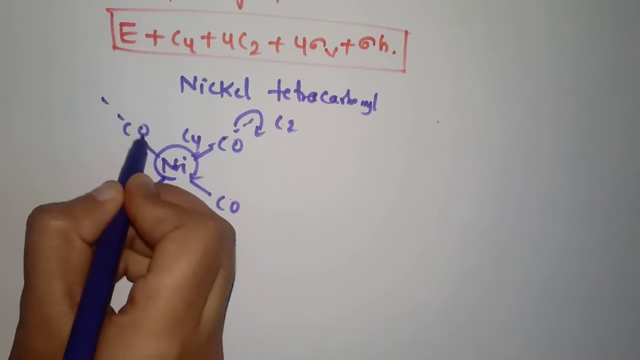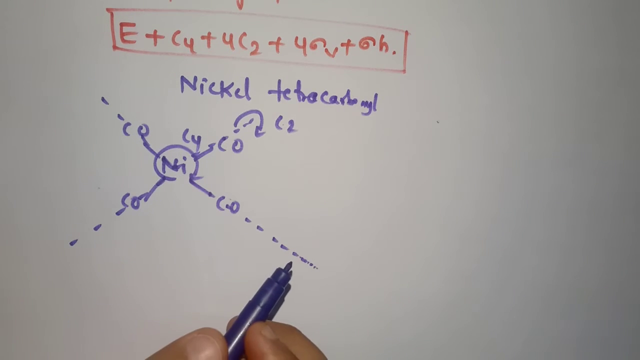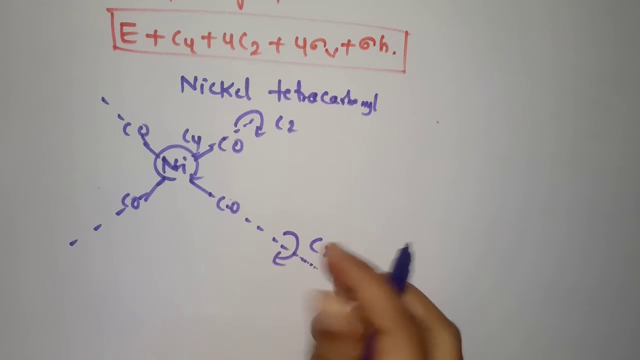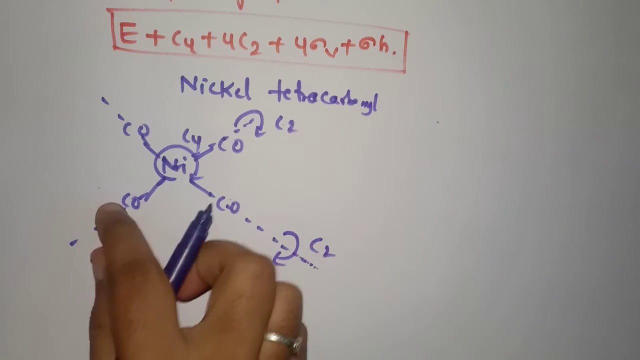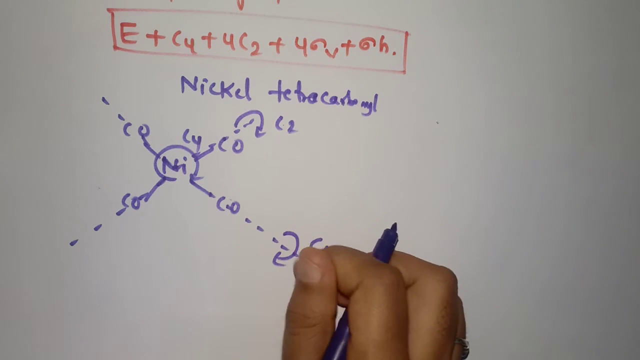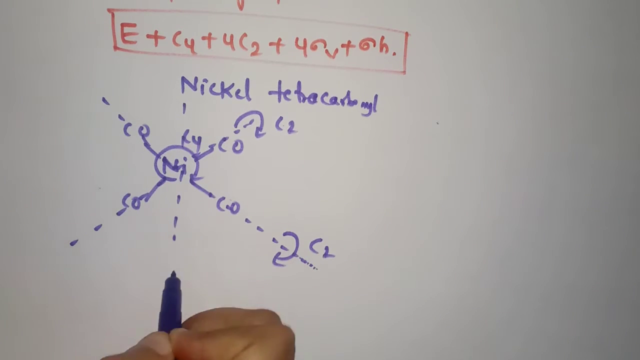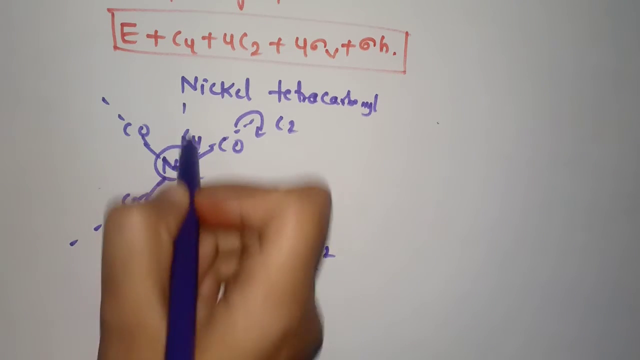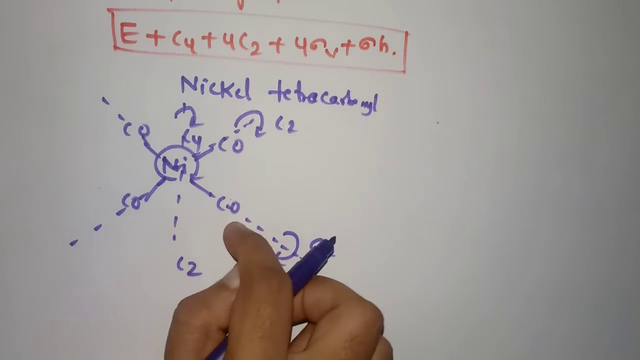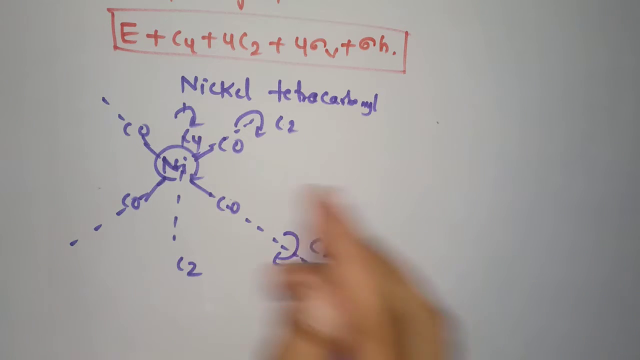And here is another C2. Another C2 is present here. This is a C2 operation. If you rotate this molecule, this will come on this side and this will come on this side. And again, if you perform 180-degree rotation, it will regain its original configuration. And here is another C2. If you rotate the molecule, these two will come on this side and these two will come on this side. Another 180-degree rotation gives the original configuration.